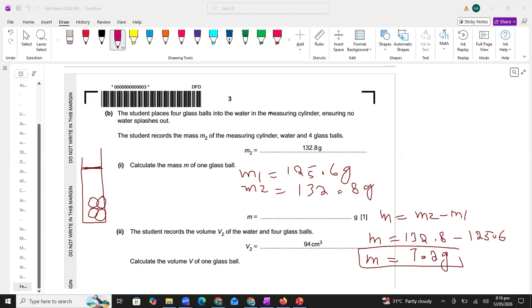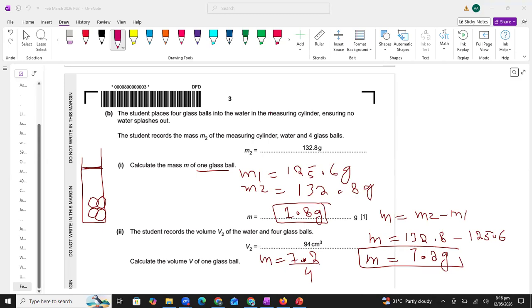Now, students, we have to calculate the mass of 1 glass ball only. So what will we do? We will divide this total mass by 4 because there are 4 balls. So well done, Suresh. We are getting 1.8 gram is the mass of 1 ball.